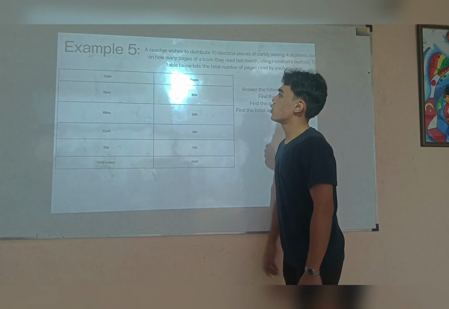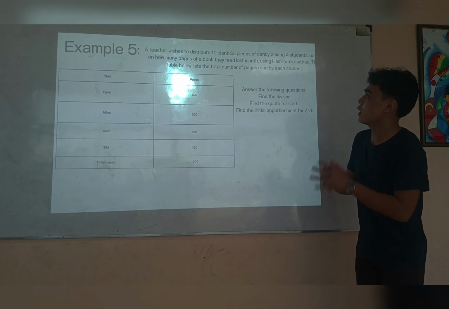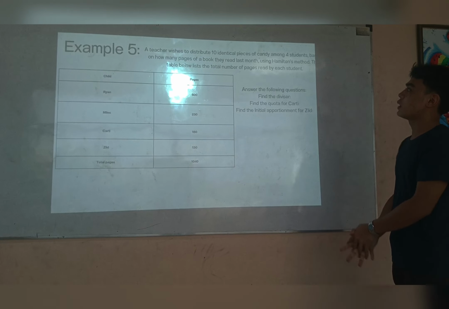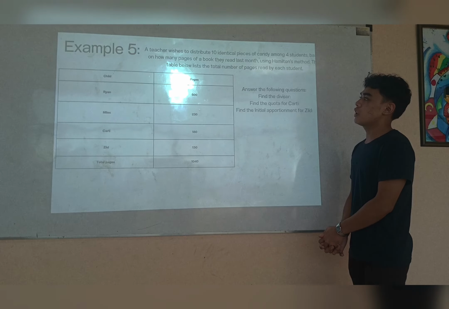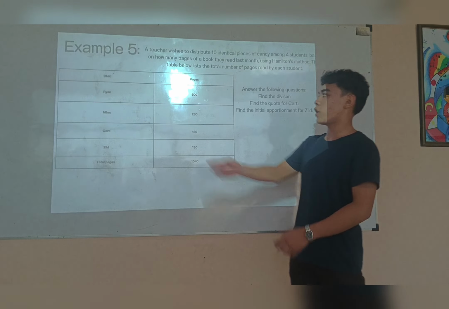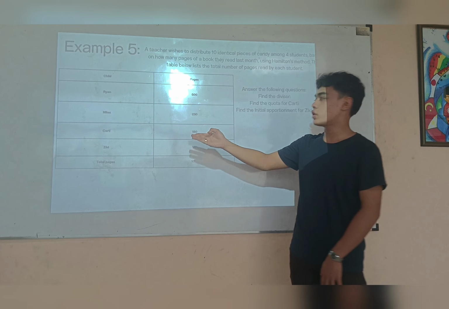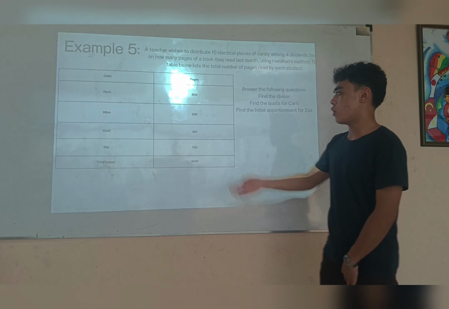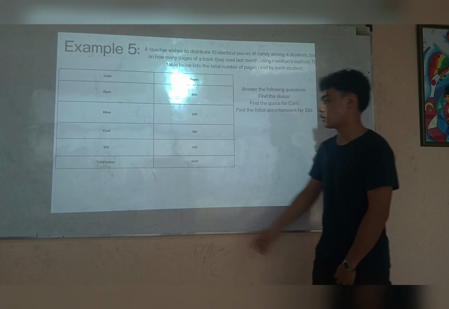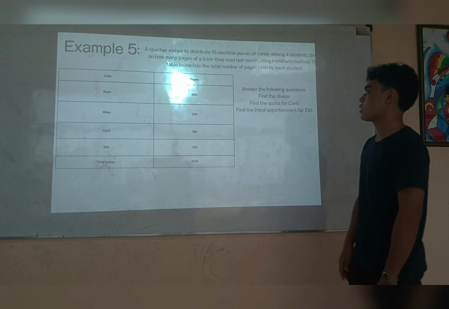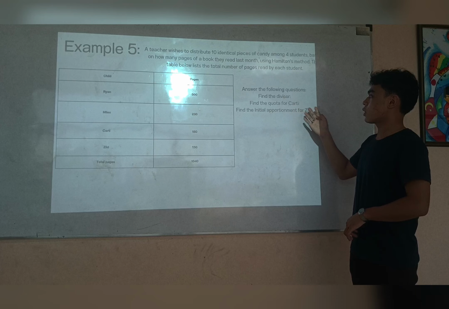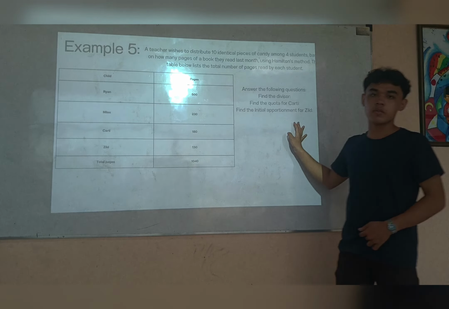Example 5. A teacher wishes to distribute 10 identical pieces of candy among 4 students based on how many pages of books they read last month. Using Hamilton's method, the table below lists the total number of pages read by each student. So Ryan read 580 pages, Miles read 230 pages, Harvey read 180 pages, and Zil read 130 pages, a total of 1,120 pages. To answer the following question, we need to find the divisor, find the quota for Carty, and find the initial apportionment for Zil.